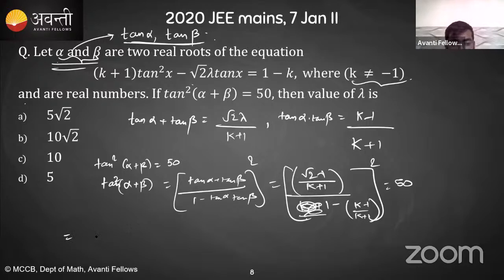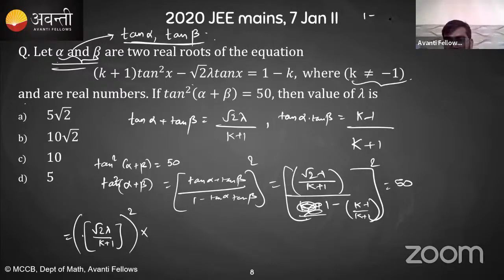So try to solve this. When we try to solve this, we will get root 2 lambda upon k plus 1 in whole square into 1 minus k minus 1. Here I am doing that calculation. 1 minus of k minus 1 upon k plus 1 will be k plus 1 minus of k minus 1 upon k plus 1, right? So the k gets cancelled and this will become 2 upon k plus 1. Correct? So the answer is 2 upon k plus 1.